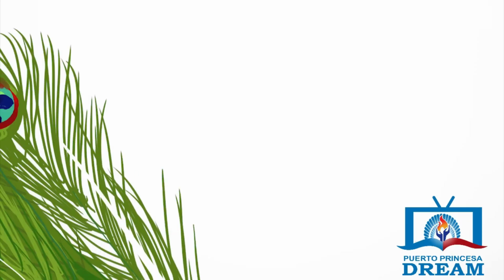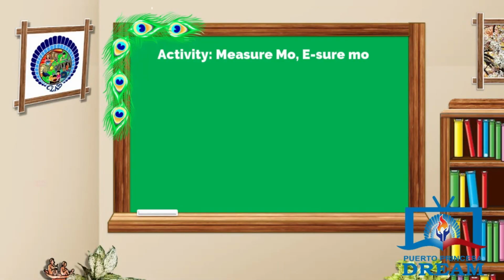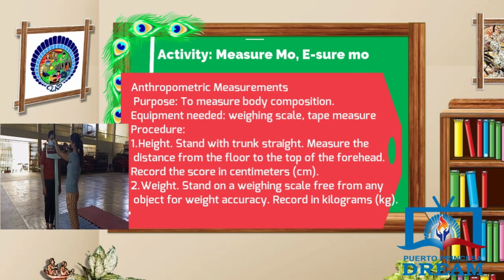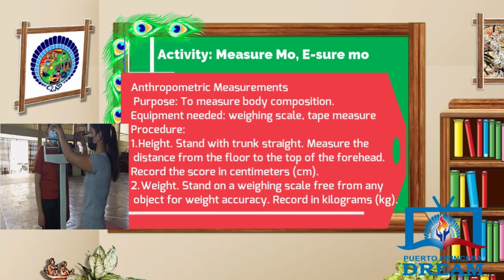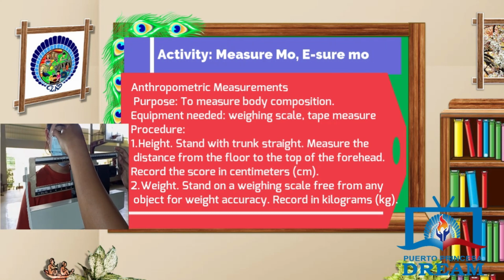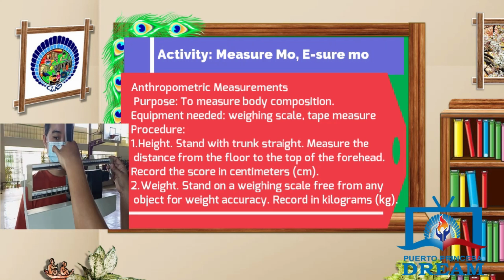Now, are you ready for another challenge? Here's what we have to do. Activity mo, issue mo. Anthropometric measurements. Purpose: to measure body composition. Equipment needed: weighing scale, tape measure.